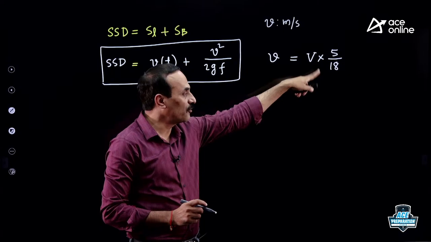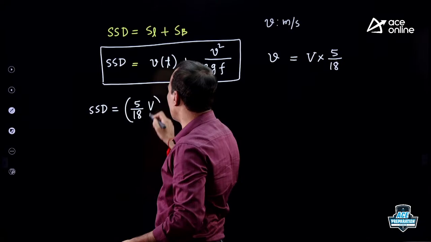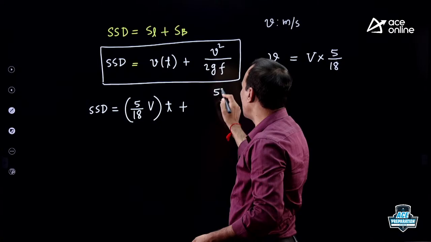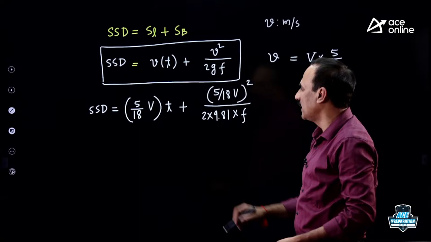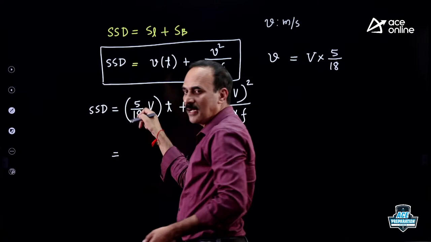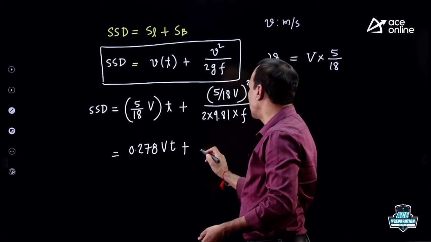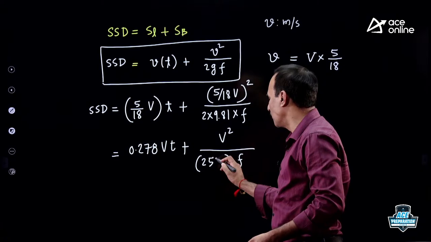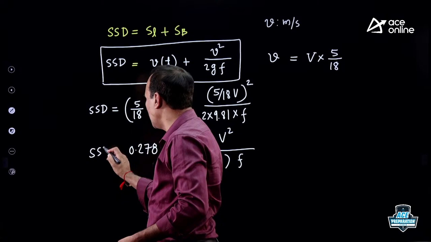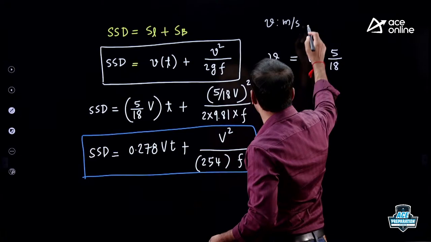Then what will happen to this equation for the flat road? So 5 by 18 of capital V, in place of small v, I am putting this. Reaction time, no change. And here also 5 by 18 of capital V whole square. Acceleration due to gravity, you take 9.81. And the coefficient of longitudinal friction, take it as it is. So this will be, either you take 5 by 18 as a fraction, 0.278 capital V into T. Plus, if you simplify, leaving V square and F, the remaining things will become 254. So SSD, if you know the speed in kmph, you can use this equation directly. Capital V is kmph and small v is in meter per second.